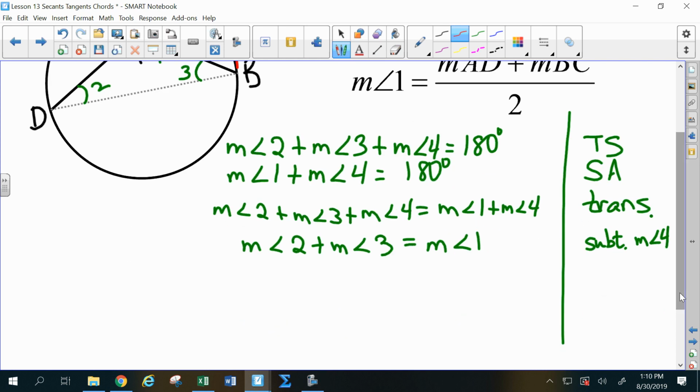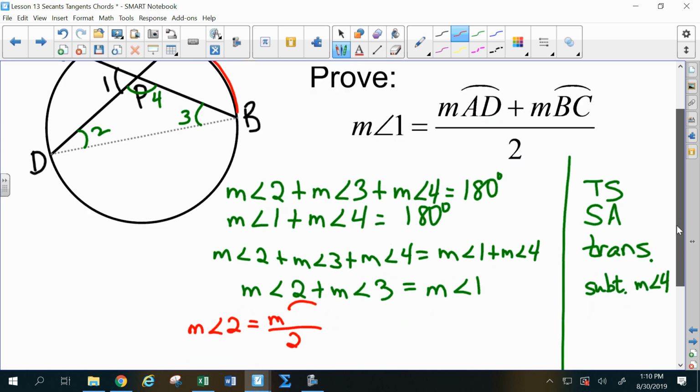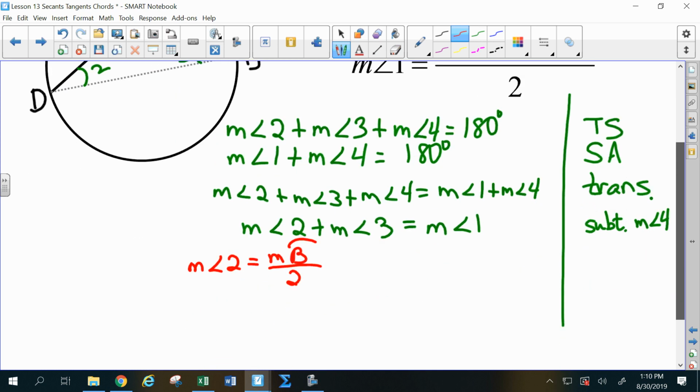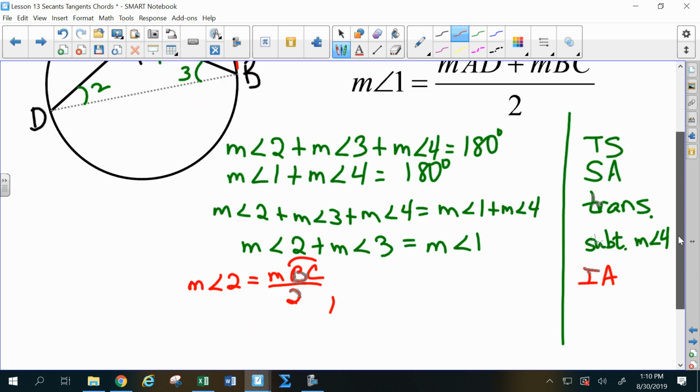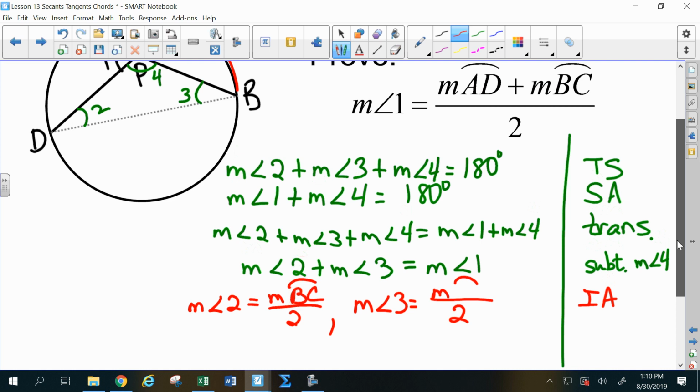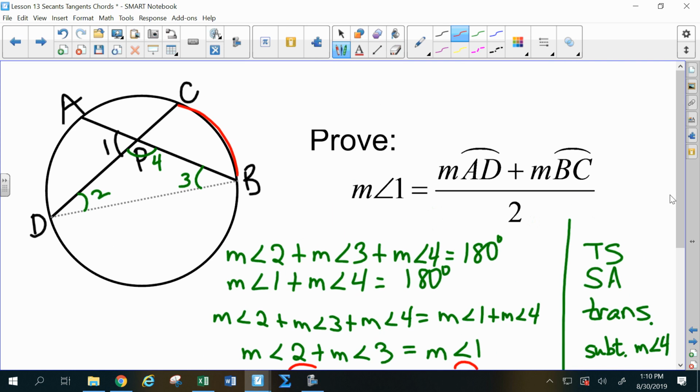So measure of angle 2 is half of the measure of, what was the name of that arc? BC, because it is an inscribed angle. And isn't angle 3 also an inscribed angle? So measure of angle 3 will be half of the measure of the arc it intercepts, and it intercepts arc AD.